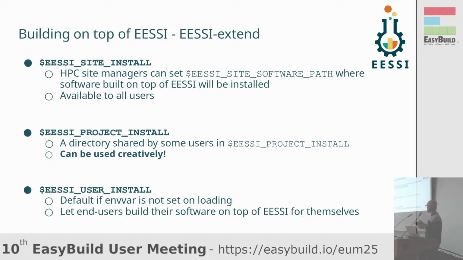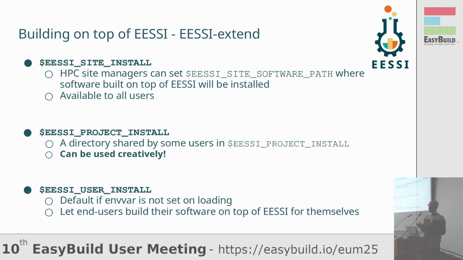So you can choose to target, but basically the workflow is very simple. You load up EESSI, you set the appropriate environment variable within the context of this EasyBuild module, and as Alan mentioned before, you can target different places. So you can go for site installations, project installations, or user installations.